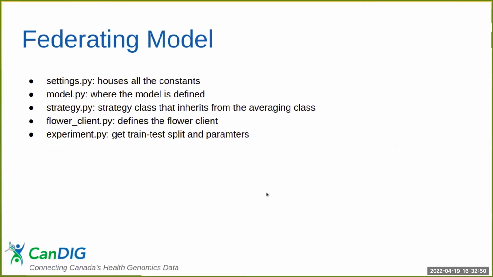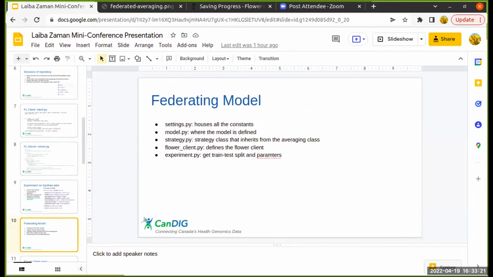The federated experiment has the following structure. It has an experiment.py file, a flower client.py file, a strategy, model, and settings. Settings is just used to house all the constants. The model just houses the model. The strategy just uses the strategy that was implemented by Flower, and the only modification is that it saves the aggregated weights to a .npz file every 10 rounds. The focus of this part would be the Flower client and the experiment.py file.